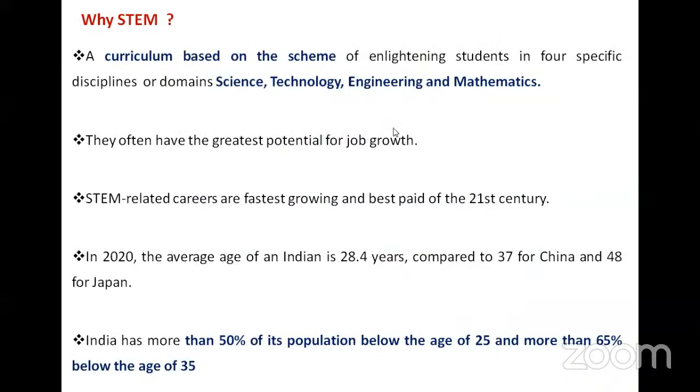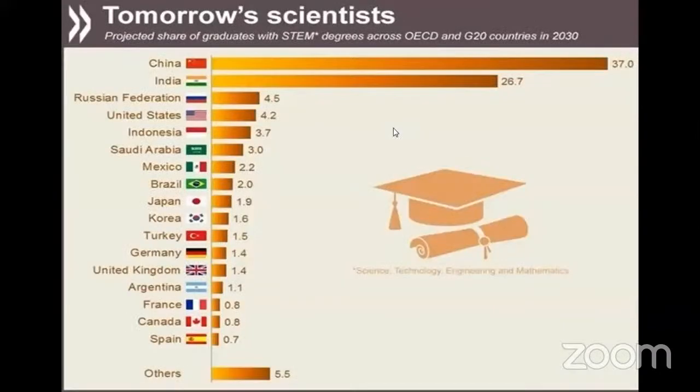I'll give you one scenario first, like this one. This is with respect to STEM education, where we are teaching more science, technology, engineering, and maths. You see the share of the graduates in 2030. This is the target they want to achieve in 2030. China is number one with 37 percent of the students who will be opting for this STEM education. And you see the number two is India.